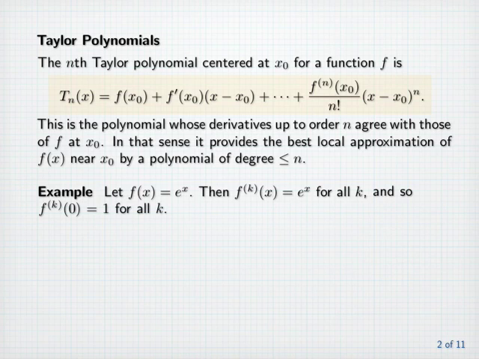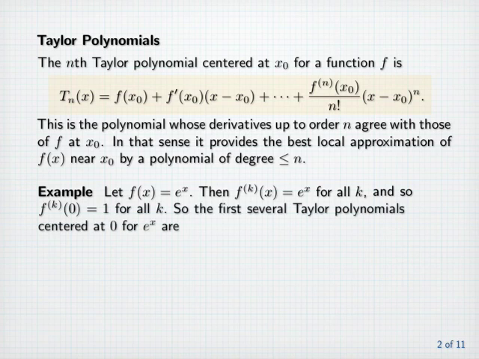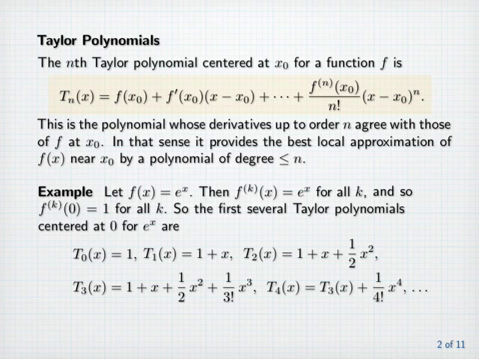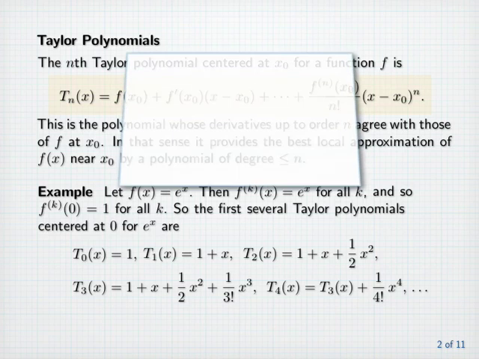So the first several Taylor polynomials centered at 0 for e to the x are T0 of x equals 1, T1 of x equals 1 plus 1 times x, T2 of x equals 1 plus x plus 1 half x squared, T3 of x equals 1 plus x plus 1 half x squared plus 1 over 3 factorial x cubed. T4 of x is just T3 of x plus the additional term 1 over 4 factorial x to the fourth, and so on. Now let's have a look at the graphs of these compared with the graph of e to the x.